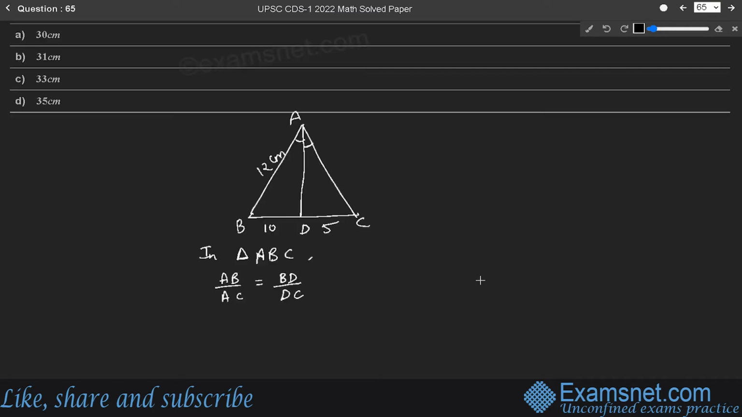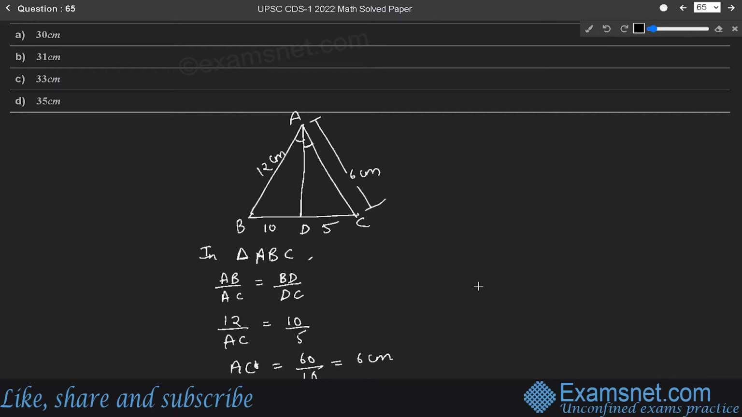So now putting the values here, we will get 12 upon AC is equal to 10 upon 5. So from here we will get the value of AC. AC will be equal to 60 upon 10, which is equal to 6 centimeter. So now we have got the value of AC, which is 6 centimeter.